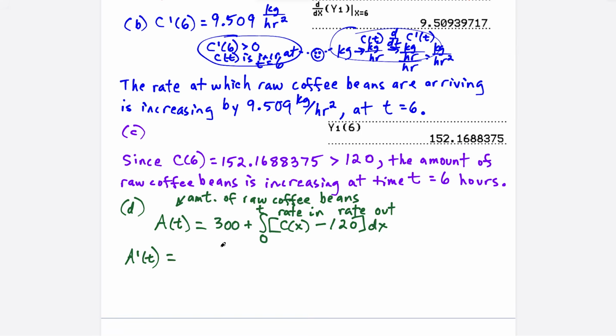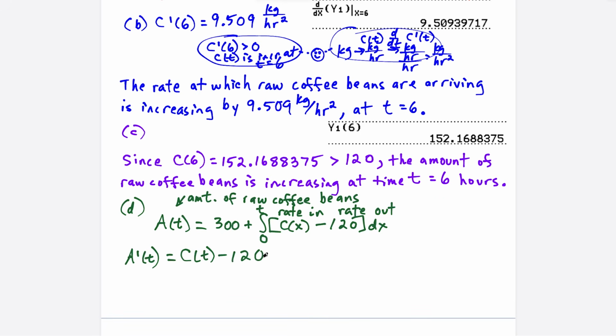And now the derivative of 300 is 0. But when we take the derivative with respect to time of this integral here, we're using the fundamental theorem of calculus. So you can just imagine here, when we derive both sides, we're taking the derivative with respect to time of each piece. And when we derive this integral here, notice that we have a constant and a variable t up top. These pieces essentially cancel out, and this will become C of t minus 120. Okay, so that's the concept behind what's coming next, that A prime of t is going to be equal to C of t minus 120.